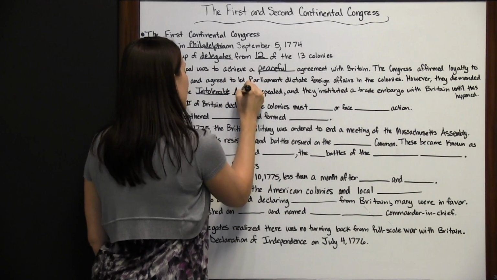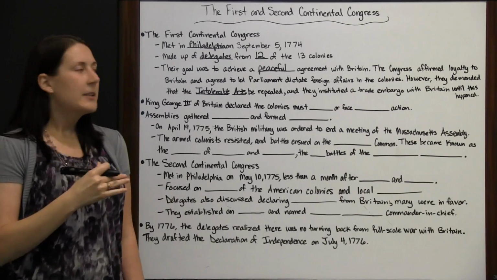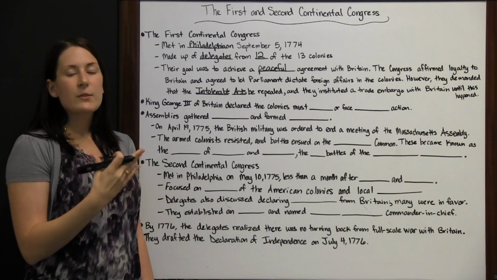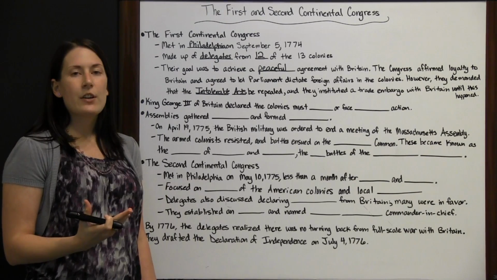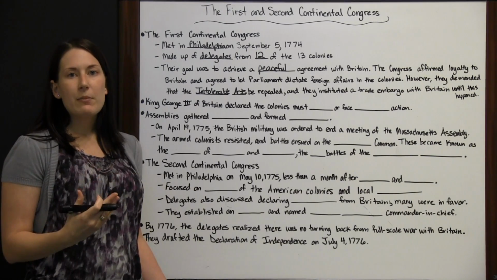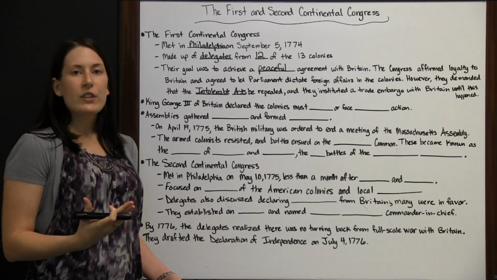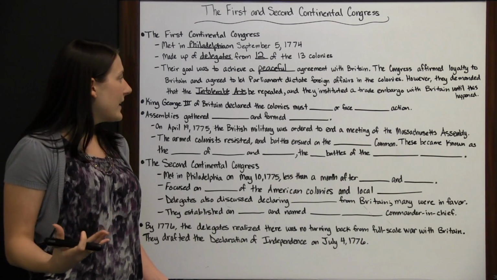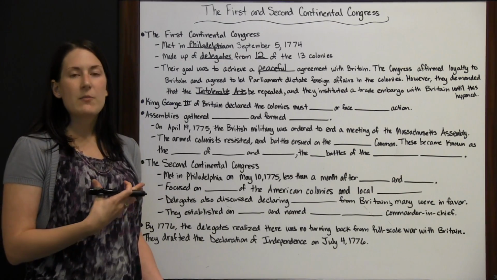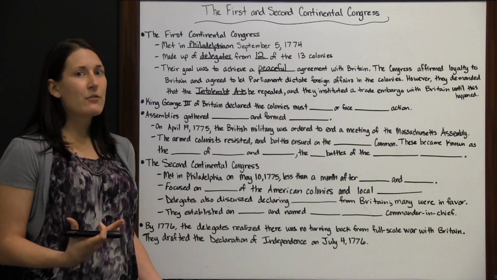And the Intolerable Acts were a series of laws or taxes that were enforced, and some of them were taxes on goods that were just unbelievably high and weren't really warranted. Britain was just being greedy and wanting to make more money off of things than they needed to. And some of the other ones were just things that seemed unreasonable.